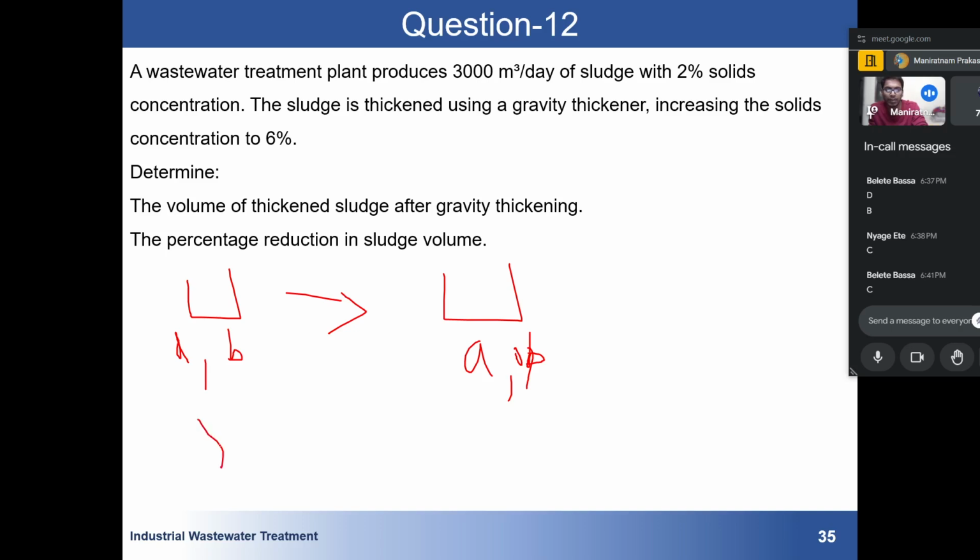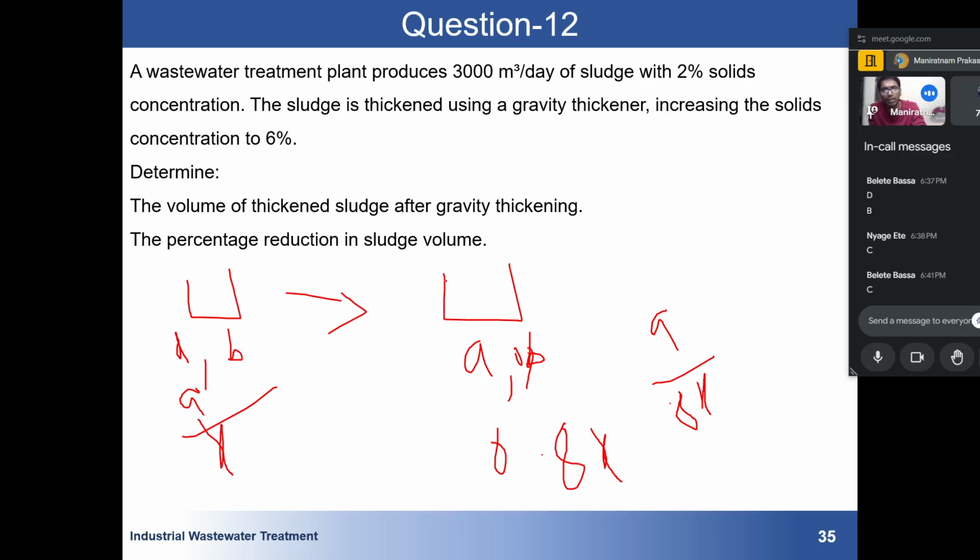Initially if the volume was x, then after removing the water, the volume is 0.8x. So initially the solid content was a by x. Now the solid content will be a by 0.8x. So overall, after volume reduction, there is an increase in solid content. That is what it is saying. Initially the solid content was 2%. Now the solid concentration is 6%.